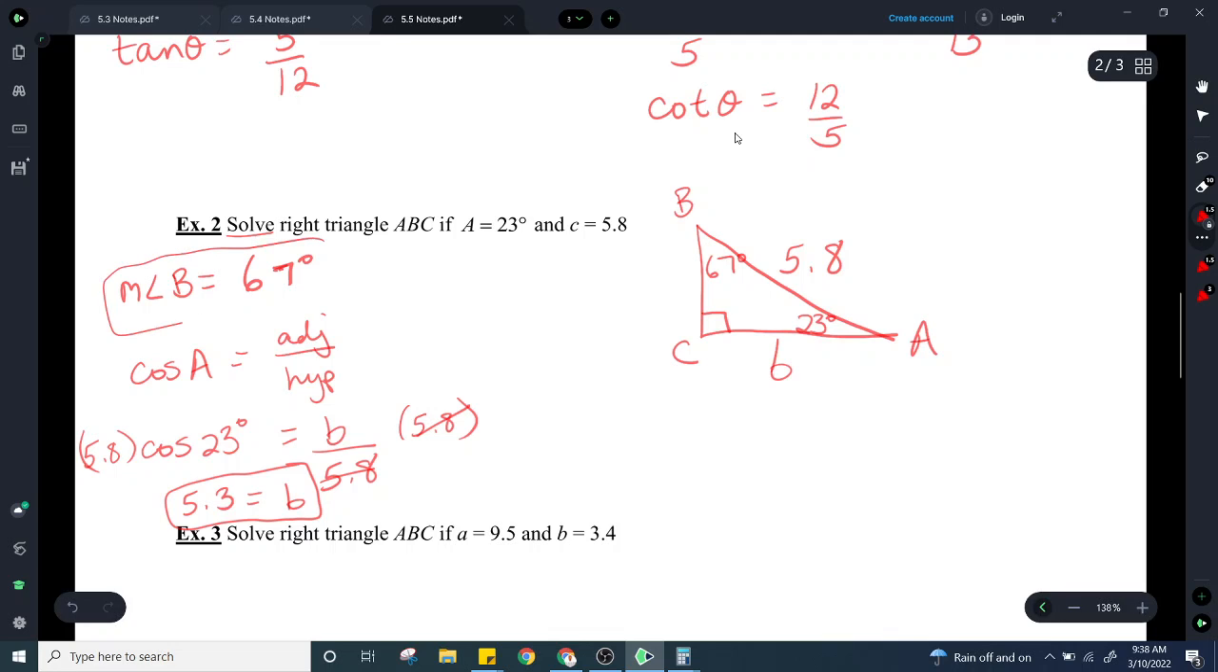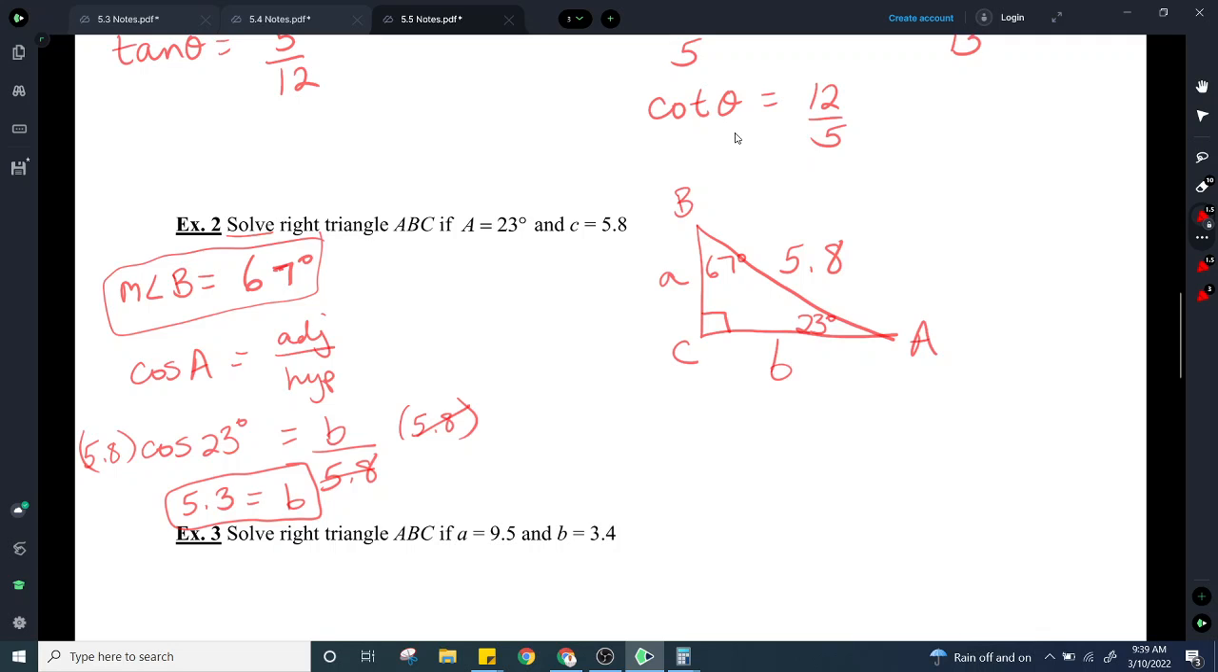So far, here's what we've got. We've got angle B with 67 degrees. Side B is 5.3. Now, I still need to find side A. Little a is across from angle A. We could use Pythagorean theorem to do it at this point because I know two of the sides, but we could also use trigonometry to do it as well. Just for practice, let's just use the trigonometry function using angle A and side A and the hypotenuse of 5.8.